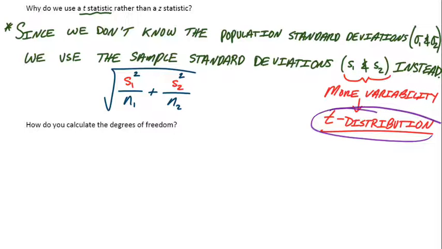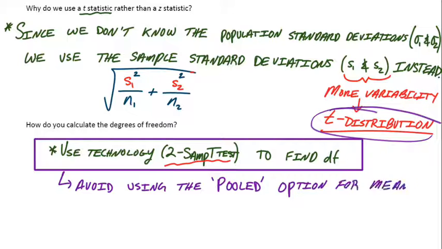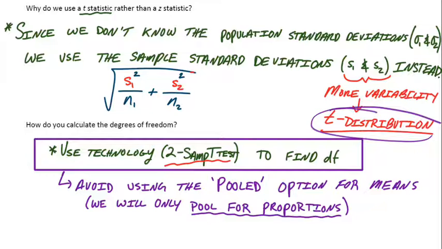And so the next piece here, how do you calculate the degrees of freedom? Well, you already know, I recommend to use technology, of course. And specifically when you use the two-sample t-test, I want to make sure that you're not doing the pooled options. So we're never going to do pooled for means. We're going to use the two-sample t-test. That'll give us the degrees of freedom and that precise value. But I want you to avoid the pooling option. We'll save the pooling for the proportions, not for means.